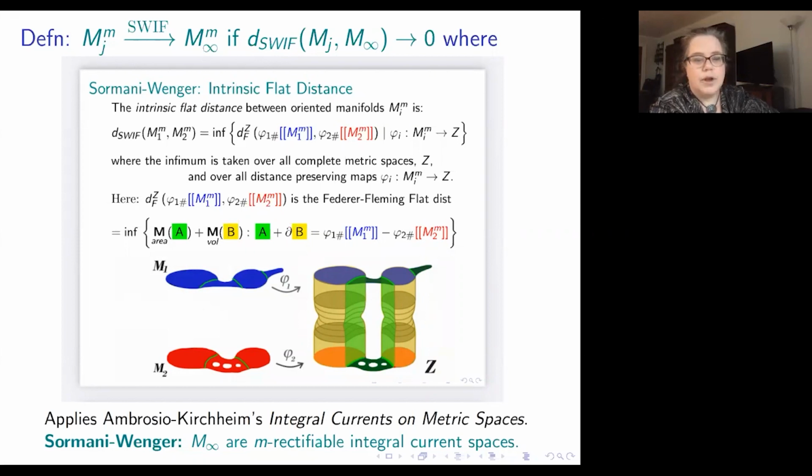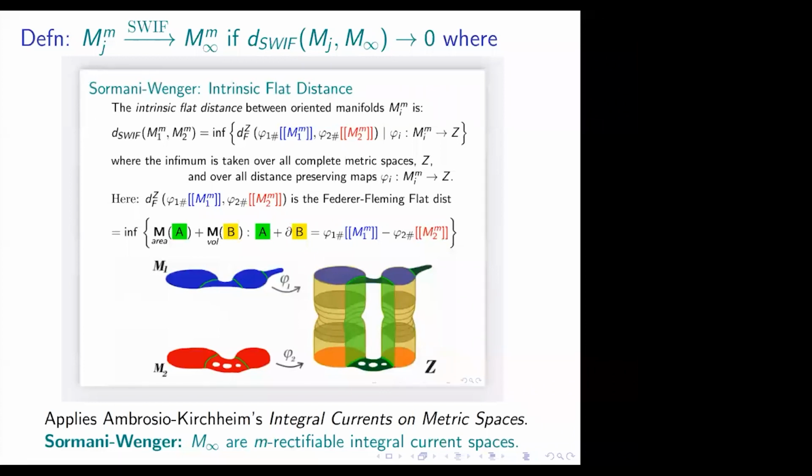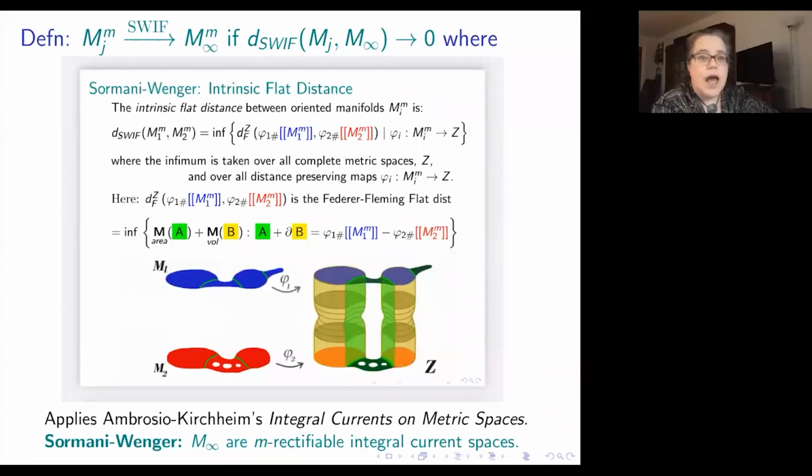So when you have a sequence that converges in this sense, then the limit of the masses of the sequence will end up bigger or equal to the mass of the limit. So that's a very nice property of their mass. And under Swift convergence, the same thing will happen. Our limit spaces are what we call M-rectifiable integral current spaces. So the class of limit spaces is basically defined also using their theory. Okay. Thank you.